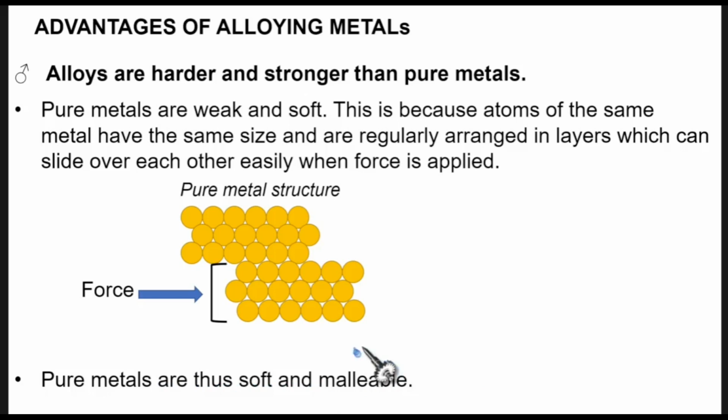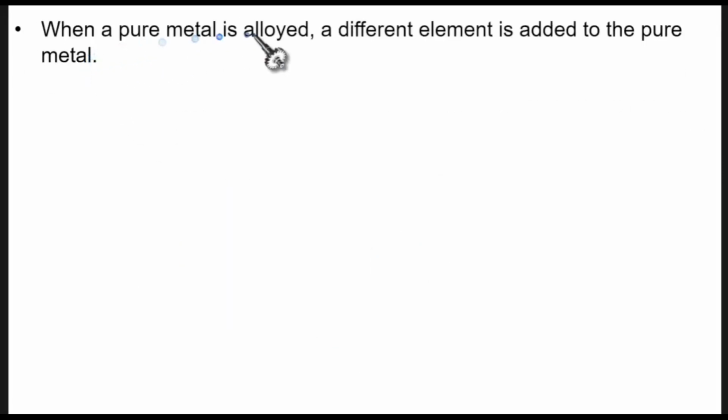Now we have talked about pure metals. Now let's say when a pure metal is alloyed, a different element is added to the pure metal.